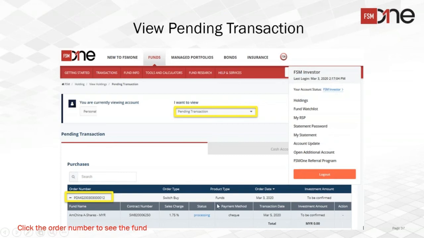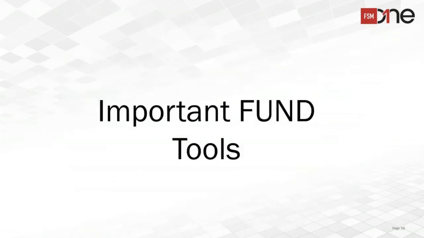When you see the status processing, under the action you are not able to see the void and pay now anymore. Like what I showed you in the live demonstration just now, when you go to pending transaction, if you don't want to proceed, you can see the void and the pay now button. But when it's in the process already, you're not able to void anymore. So this is how you can view your holdings and how you can view your pending transaction.